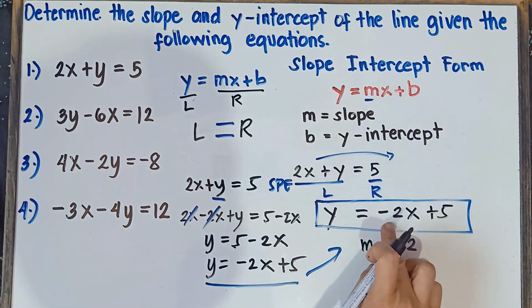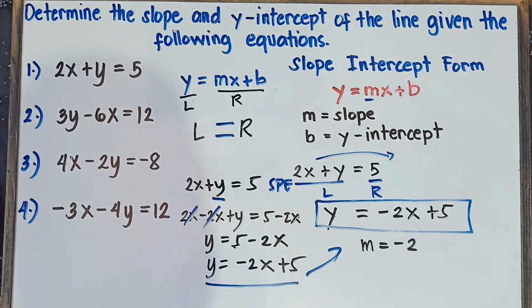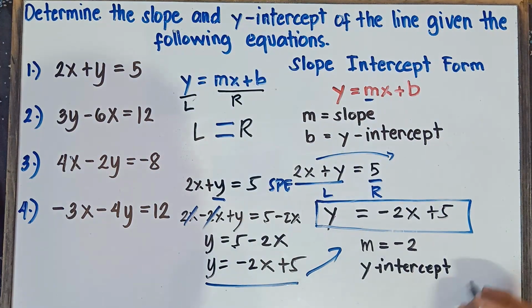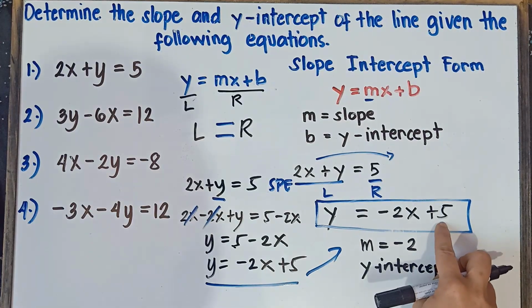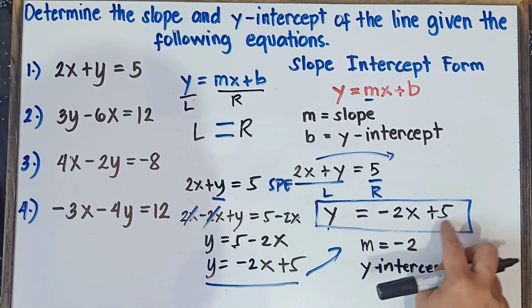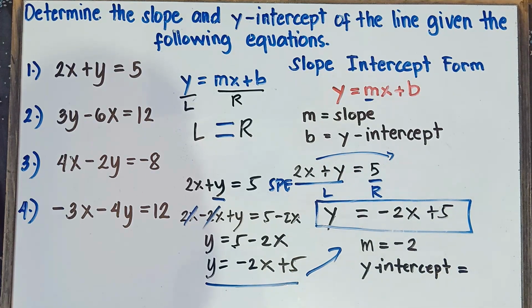Beside x, that would be negative 2. Therefore, the slope is negative 2. And then the y-intercept. Once again, we're told to find the slope and y-intercept. So the y-intercept is this one right here, the value of b. This will be the y-intercept. Therefore, our y-intercept would be positive 5.